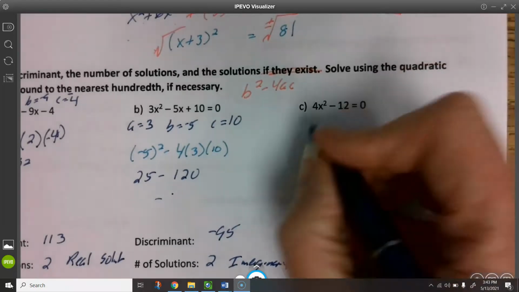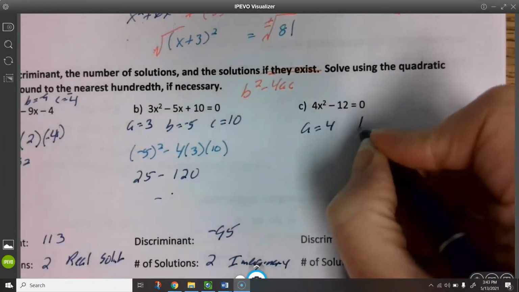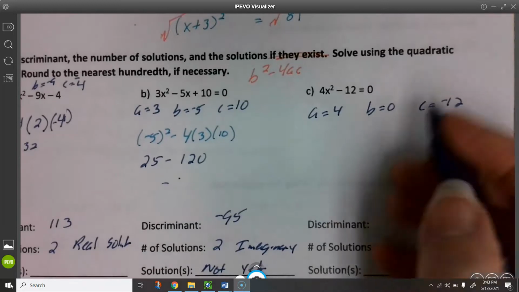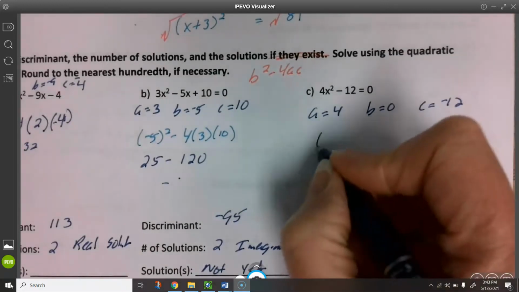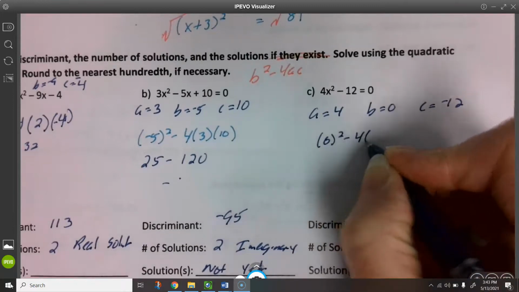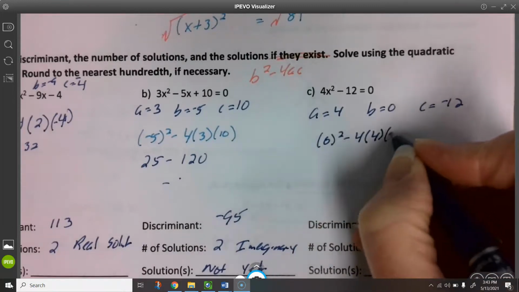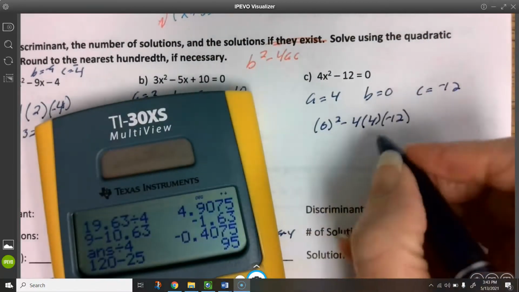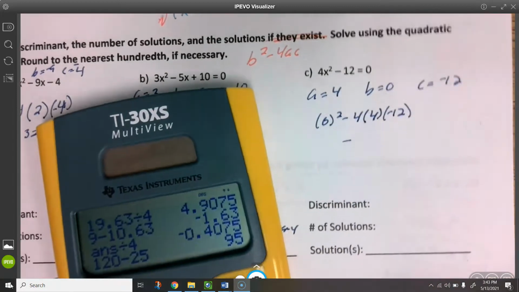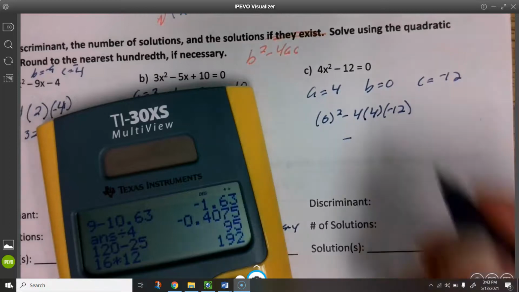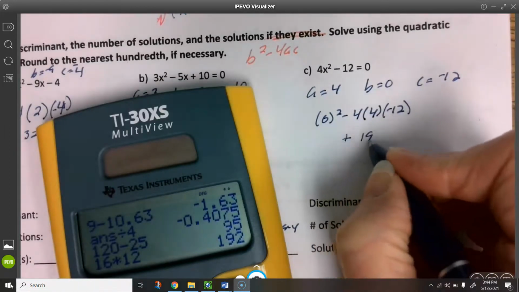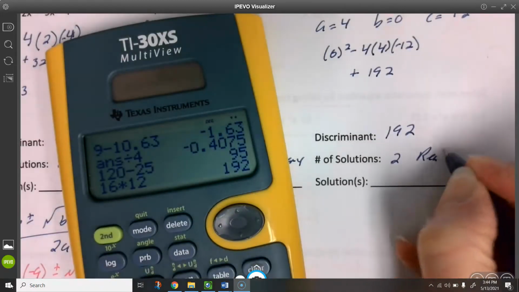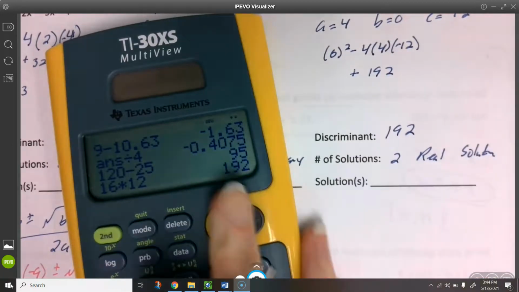C, again, try it on your own. B is 0. C is negative 12. Well, we've also already had the other two. Okay, so B squared minus 4 times AC. It might not work out like I thought, because it's B that's 0. So that's going to give me negative 16 times negative 12, which is a positive 192. Number of solutions, 2 real. We didn't come up with any of the 0 ones, so don't listen to me.